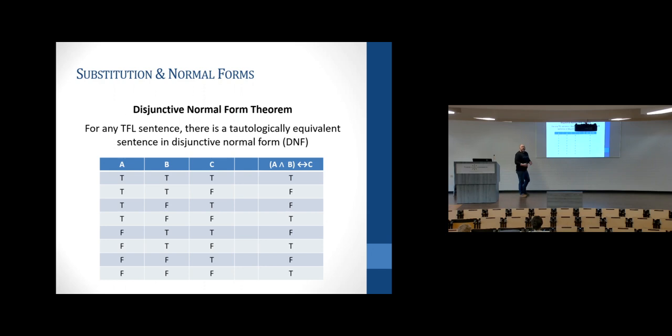So we can very quickly prove what we'll call the disjunctive normal form theorem. The DNF theorem says that for any TFL sentence, there's a tautologically equivalent sentence in disjunctive normal form. And I'll show you a recipe for generating it. Here's a sentence we'll use. Note that we can produce a very quick truth table for this sentence and get out our matrix and when the sentence is true and false. So here's a recipe for generating a tautologically equivalent DNF sentence.